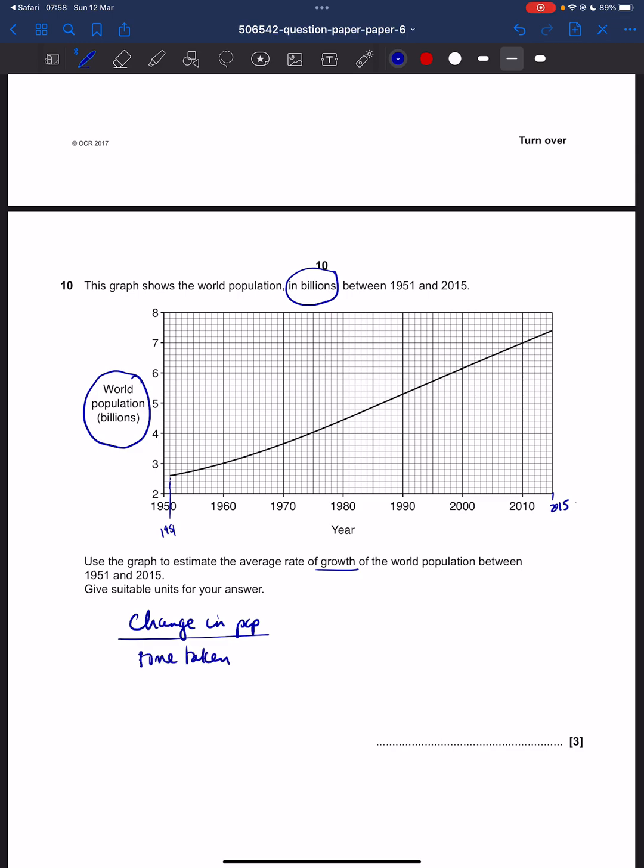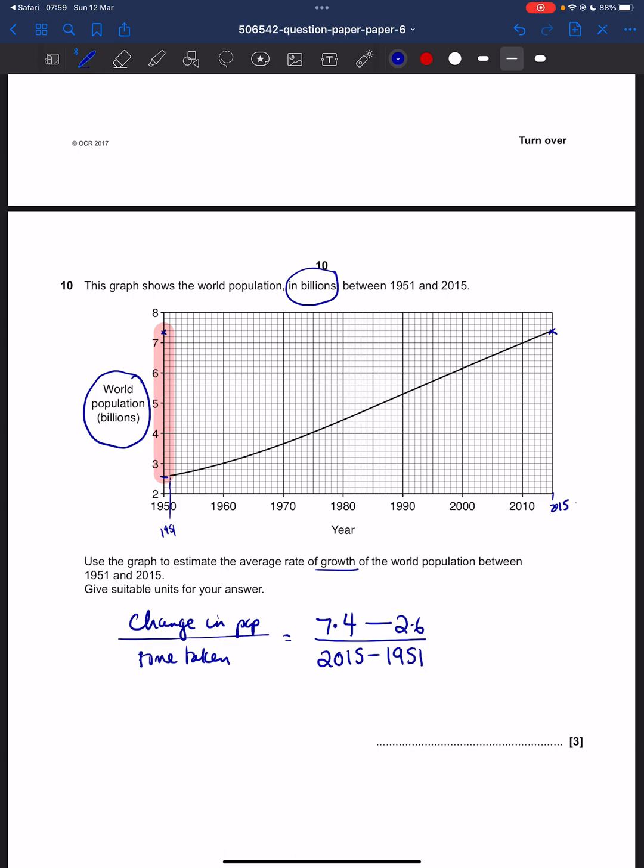Okay, so here, this one is there. So it's 7.4. I'm just going to keep it in billions for now, just to see what we get. The change has gone from 2.6. Look there, because there to there is 3, so they're going up in 2s. Each little square is 2: 2.2, 2.4, 2.6, 2.8. And there, 7.2, 7.4. And then the number of years taken to that change is 2015 minus 1951.